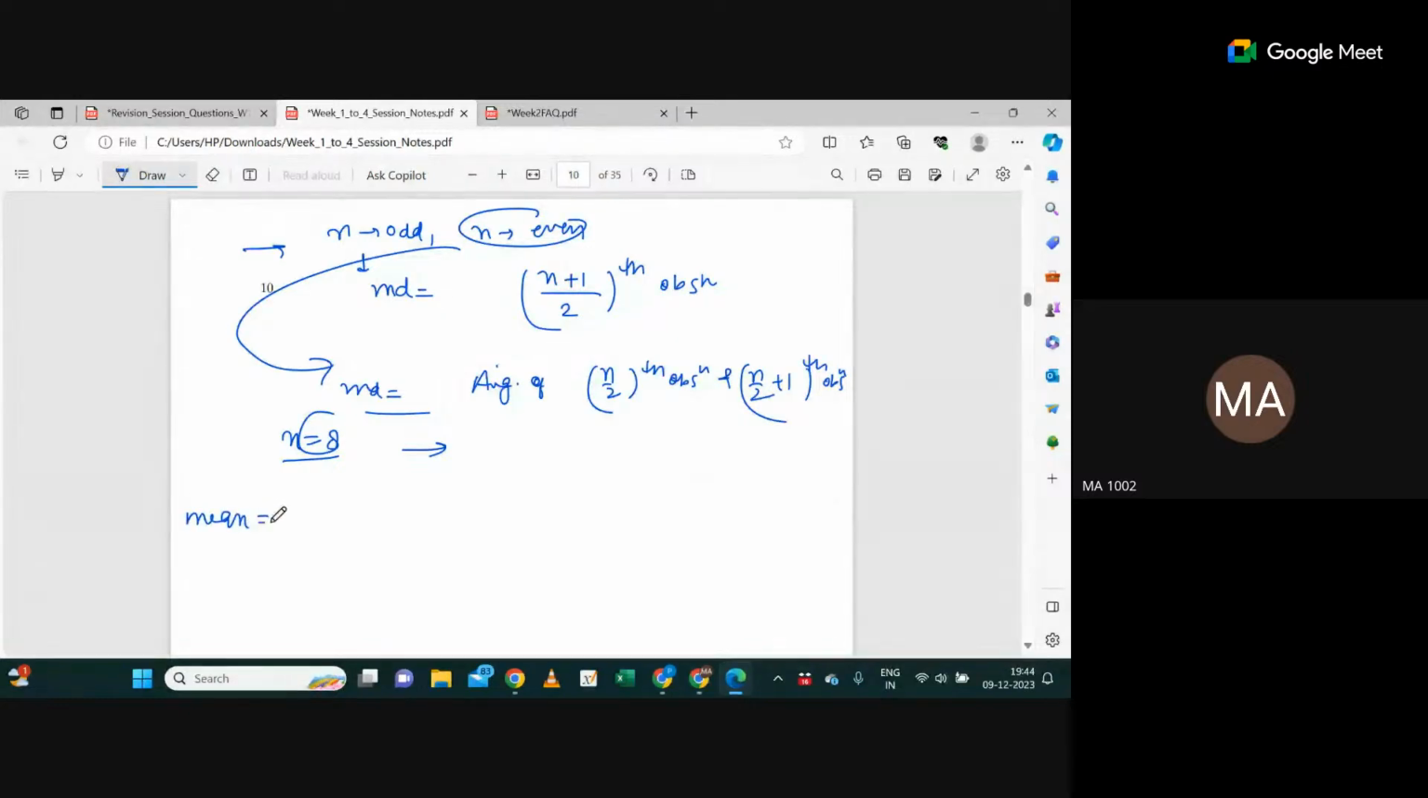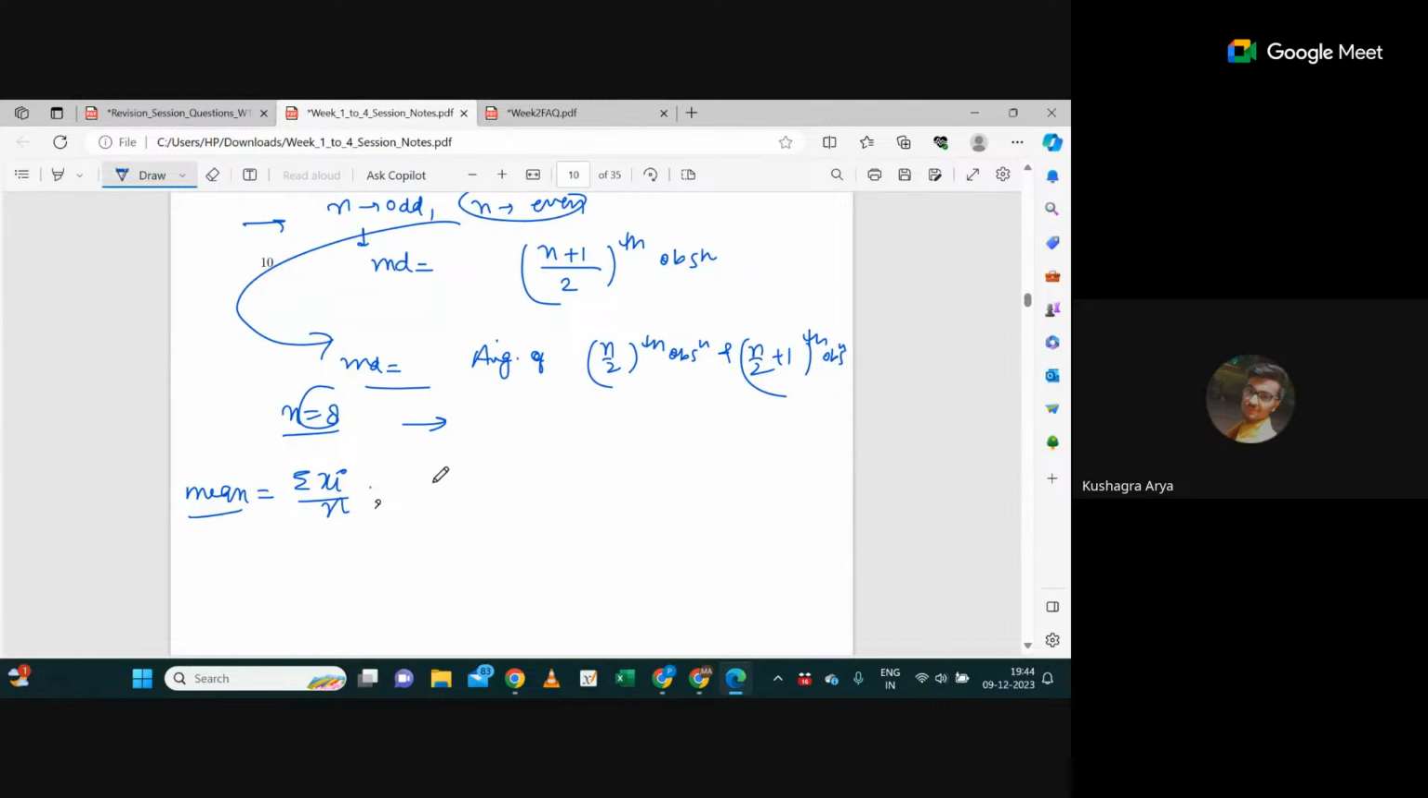And mean is nothing but the sum of all the observations divided by the total number of observations. There is one common term for mean, median and mode. What is that? Measures of central tendency.